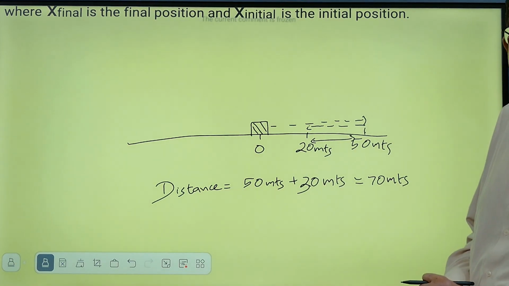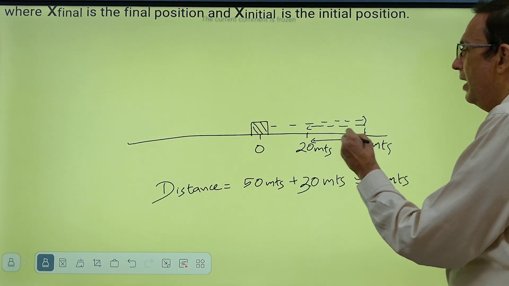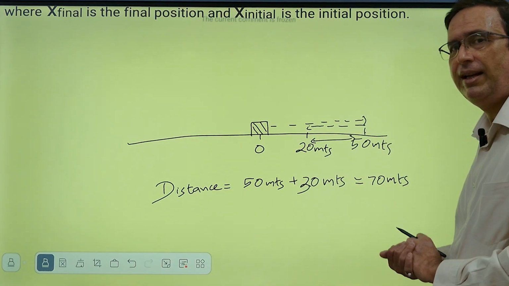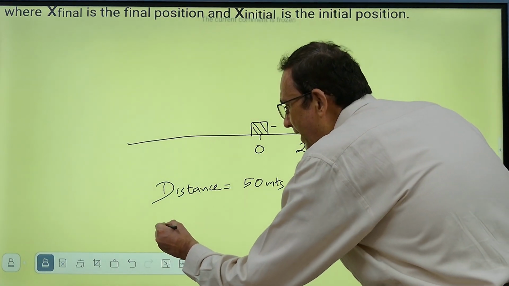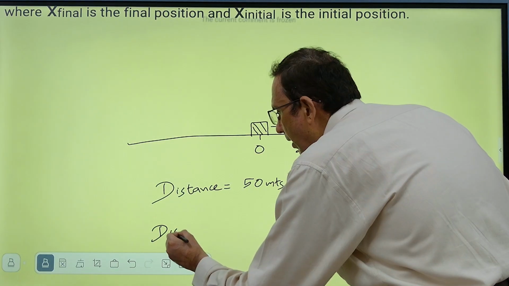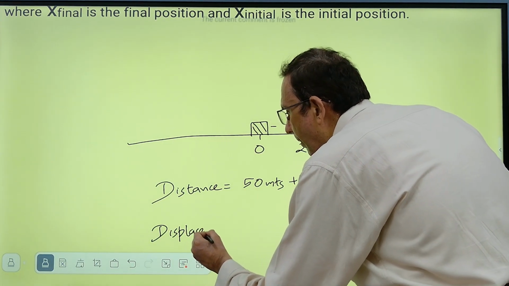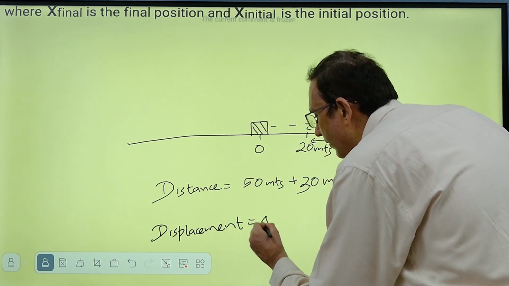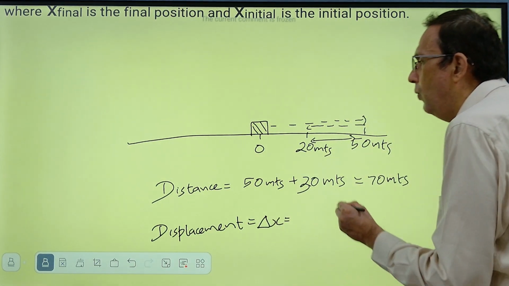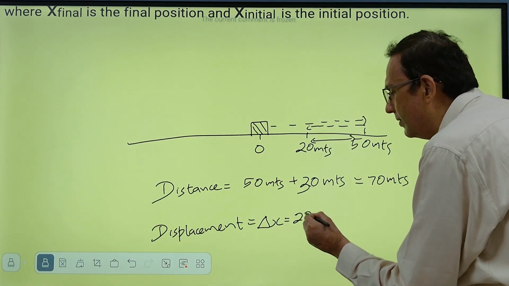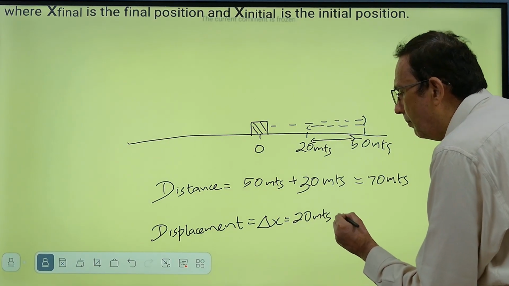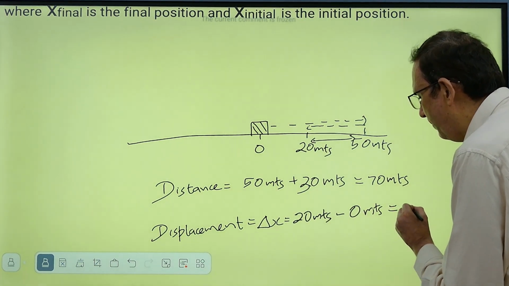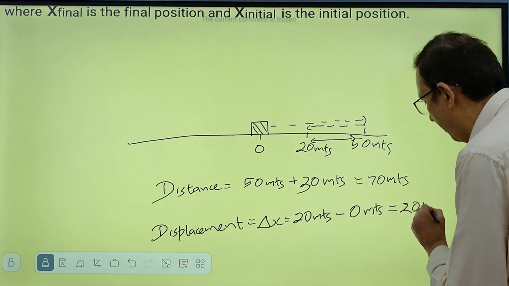But what is the displacement? His initial position was 0 and his final position is 20. So the displacement, which is delta x, is equal to the final position, which is 20 meters, minus the initial position, which is 0 meters. So his displacement is only 20 meters.